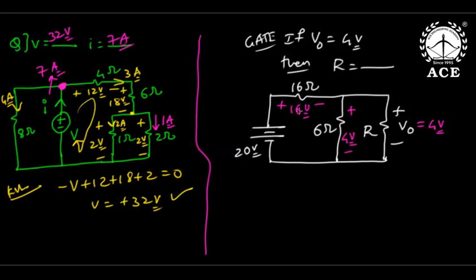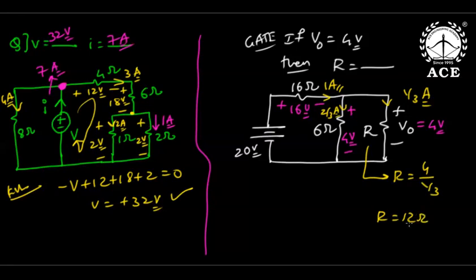Then automatically, this 16 by 16 is 1 ampere. Now this is 4 by 3, 2 by 3 ampere. Out of 1, 2 by 3, so this has to be 1 by 3 ampere. Now if I apply Ohm's law, R is V by I. So V is how much? 4, and I is 1 by 3. So R is 12 ohms.